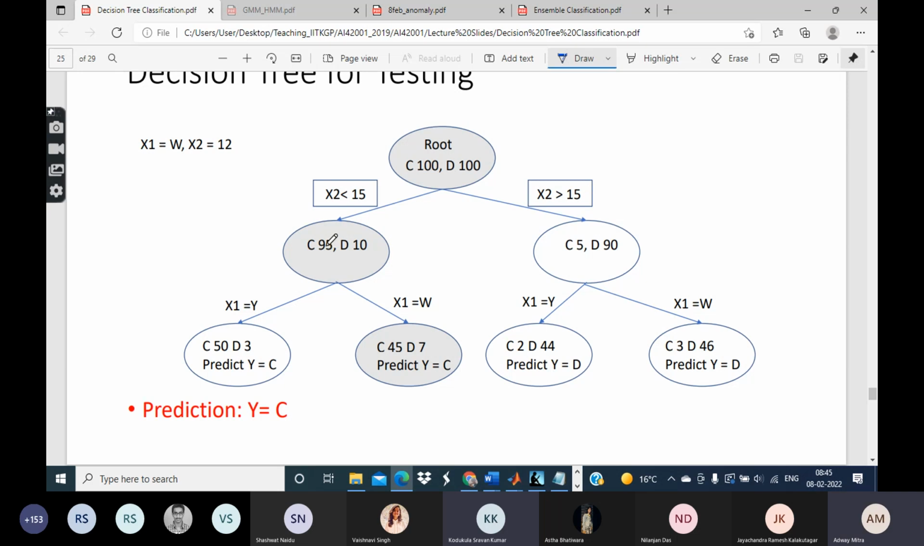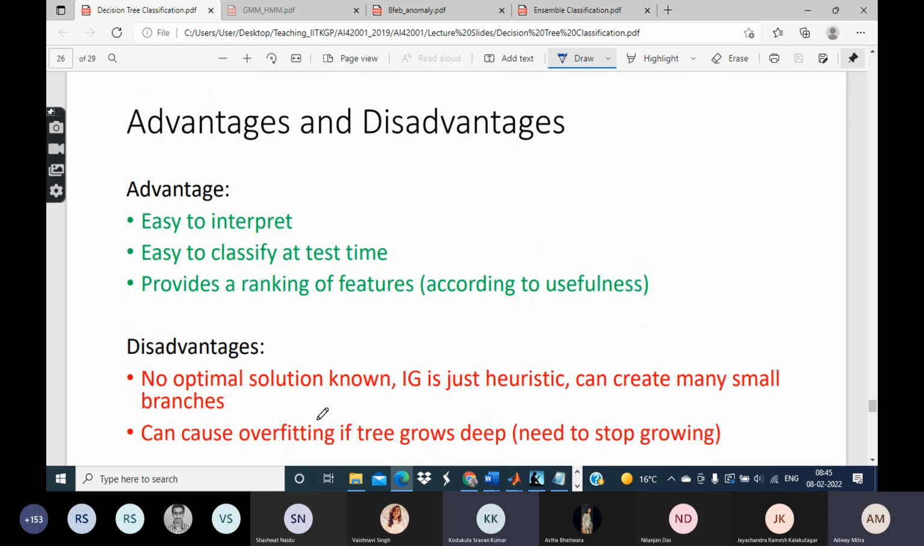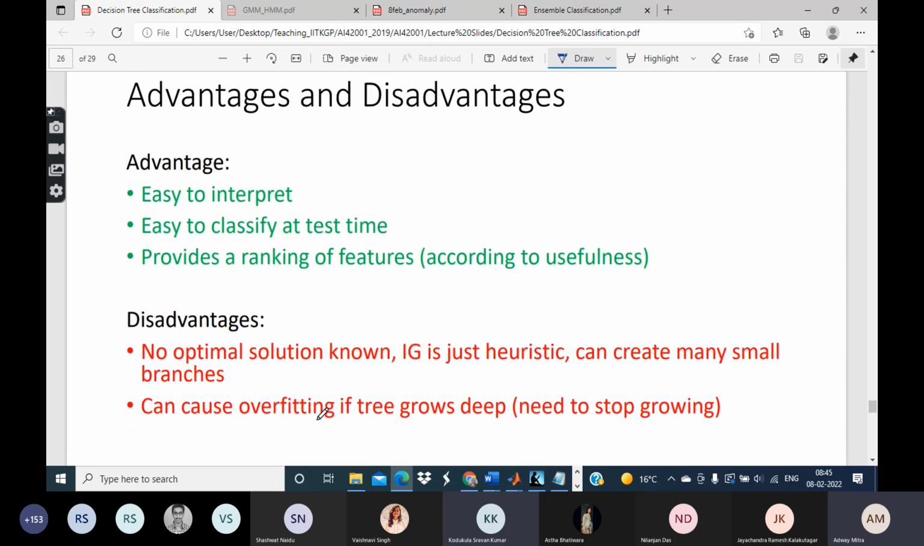X2 is 12, so it comes here. Then you check its color, whether X1 is white or X1 is yellow. In this case, it is white, so it comes to this subpopulation. So this subpopulation here, its modal level is cat, so you make the prediction as cat. This is the way you make the classification with the help of a decision tree.